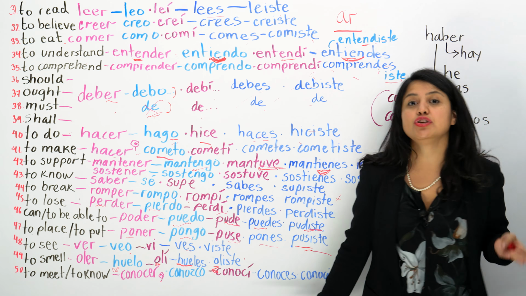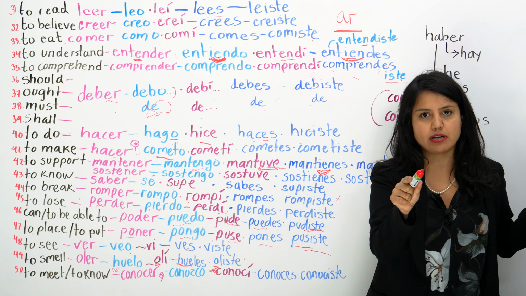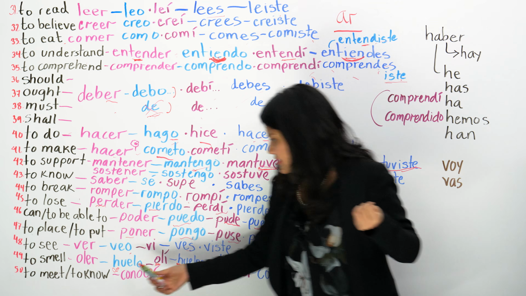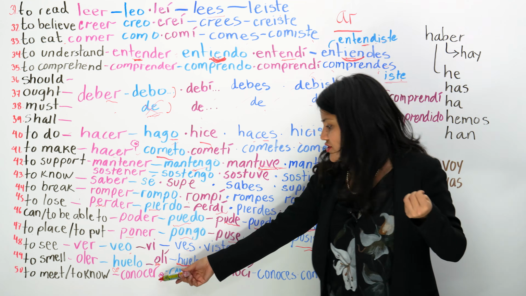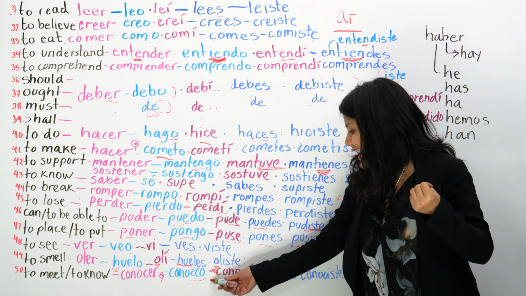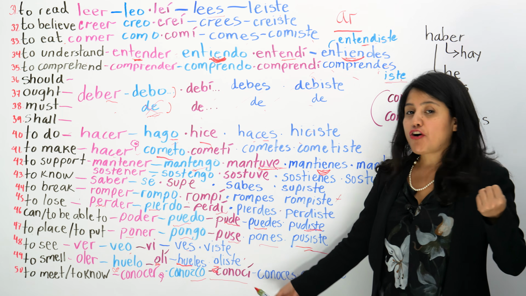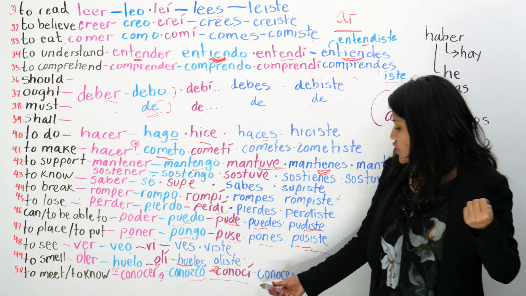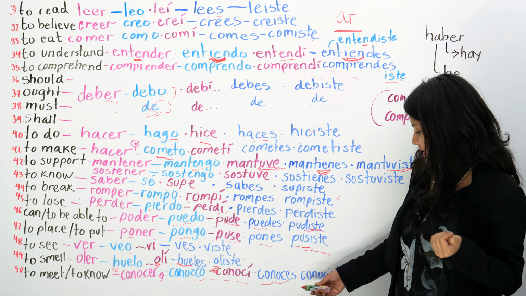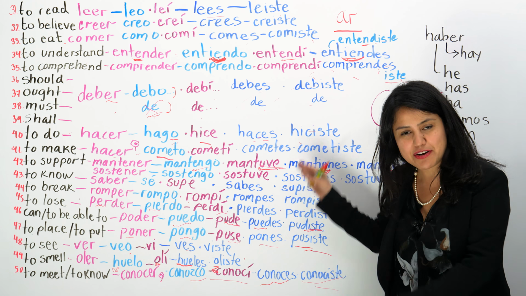To meet and to know. Saber o conocer. If you don't know the difference, you go and watch my lesson about that. I made a very pretty lesson about that. To meet, to know. Conocer. Yo conozco. I know or I meet. And yo conocí. I met or I knew. Tú conoces. Y tú conociste. Conociste. Muy bien. Now we're finished with this.